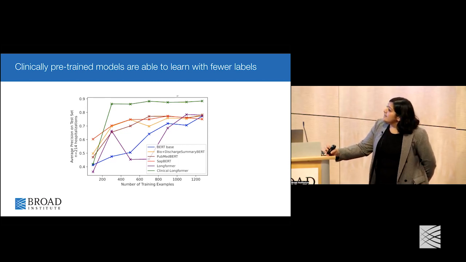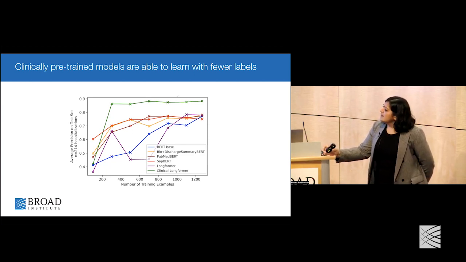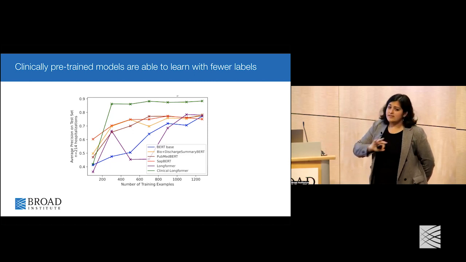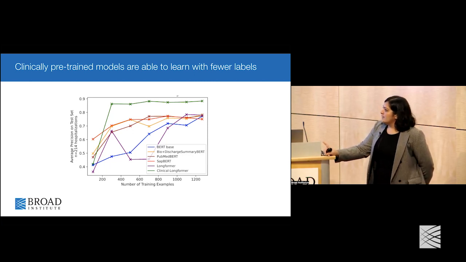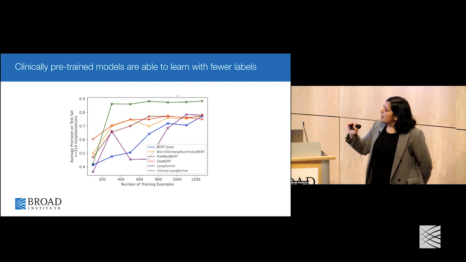And we can also see that clinically pre-trained models learn with fewer labels. So that's a real advantage as well. On the x-axis here, you're seeing the number of training examples in the training set. And then I'm showing average precision on the test set on the y-axis. The test set is always the same. And the different colors are the different architectures. So to start out with, we have clinical Longformer in green, which shoots up and then stays up throughout the subset analysis.